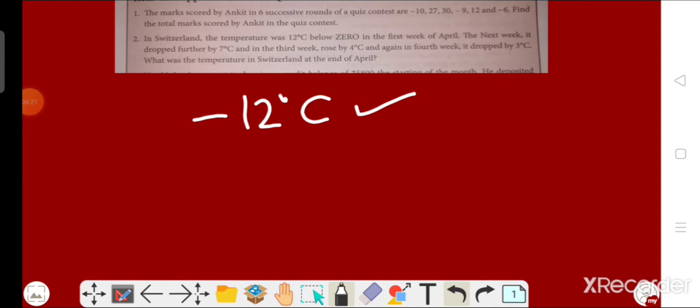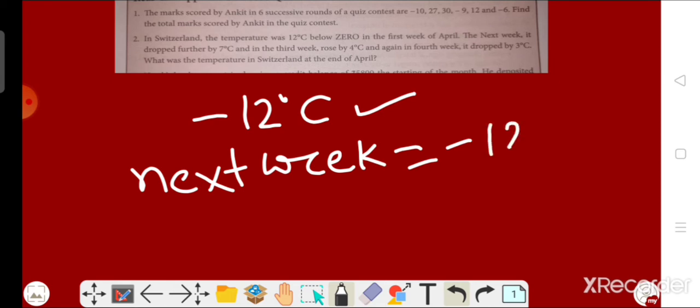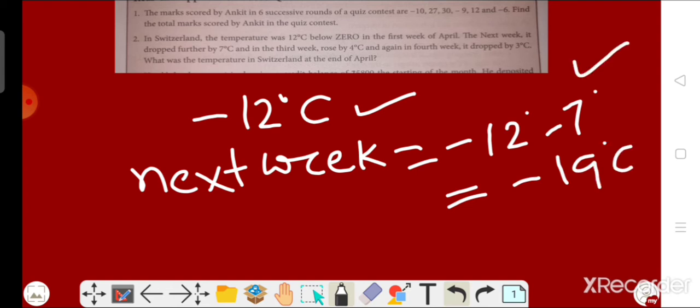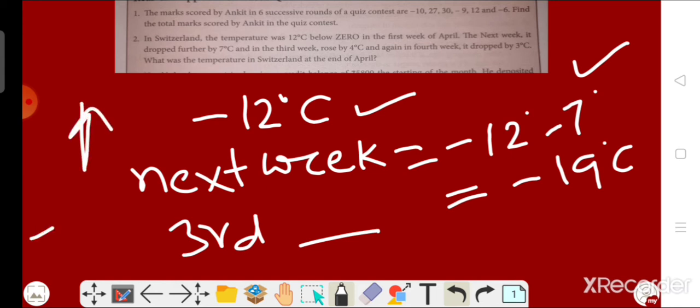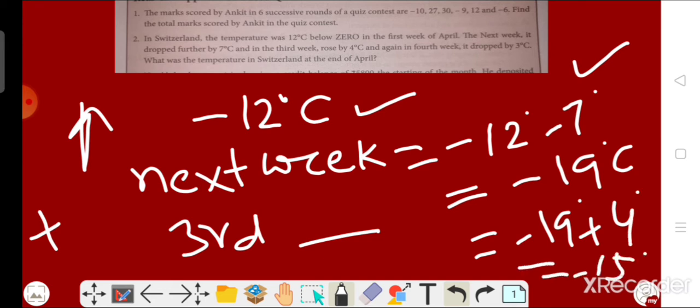So the temperature of the next week is, beta, minus 12 degrees Celsius minus 7, and that is minus 19 degrees Celsius. Okay, because there is a drop in temperature. Drop means temperature will become more negative. Clear? In the third week, beta, it rose by 4 degrees Celsius. Rose means upward. Upward means positive. So the temperature in the third week will be minus 19 degrees Celsius plus 4 degrees Celsius, which is equal to minus 15 degrees Celsius.